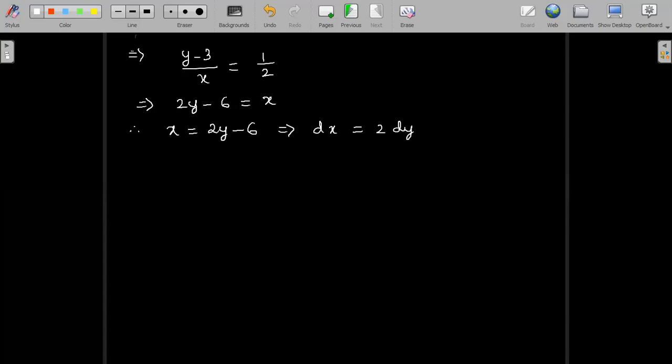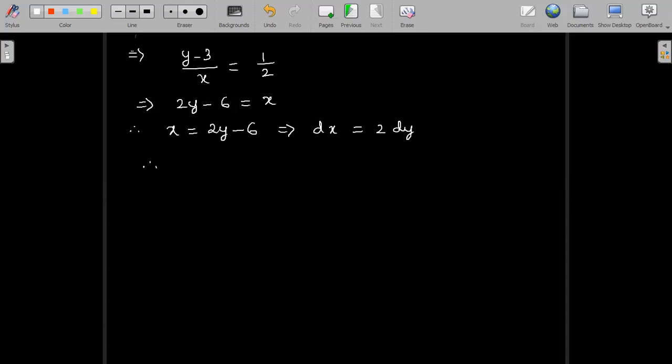And since we are representing x in terms of y, obviously we can do the other way. We can take out y from this, so y will be x plus 6 divided by 2, which comes to be a fraction. So just to avoid the fraction, I am writing x in terms of y. We can also represent y in terms of x and solve. When x is represented in terms of y, dx also will be represented in terms of dy.